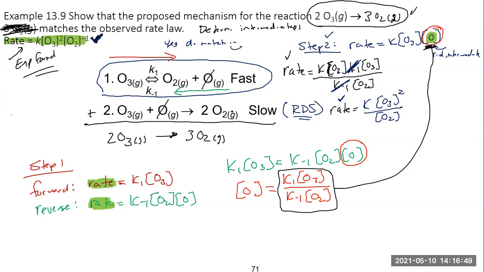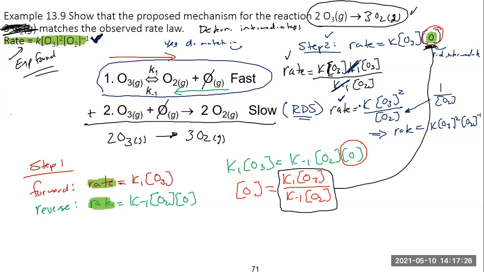You may say it doesn't look like they match, so you could clean it up one more time if you want. The rate here would equal K times [O3] squared [O2] to the minus 1. [O2] to the minus 1 is basically 1 over [O2], which is how it gets to the bottom over here, right? So it's the same thing. In this case, they actually do match, and this means this would be a plausible mechanism for how this reaction could take place.